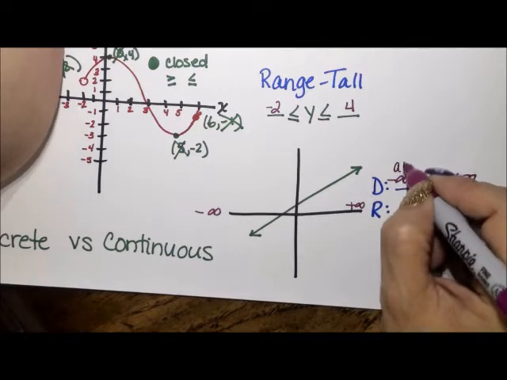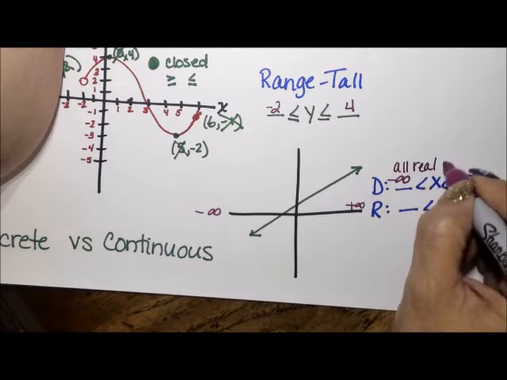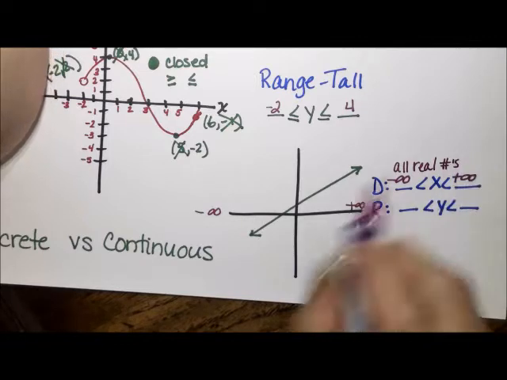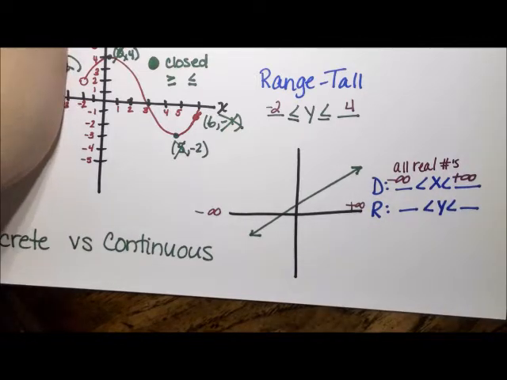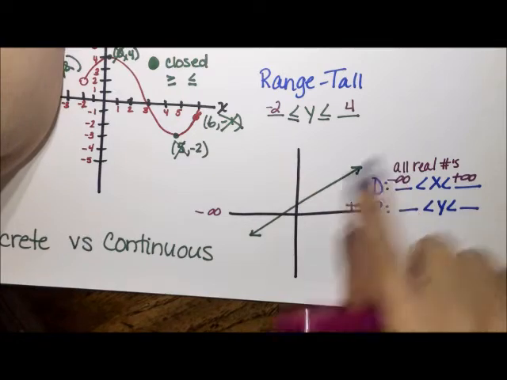The other option on this would be to say all real numbers. The domain is whatever it wants. But you know what else? How tall is it going to get? It's going to get forever tall and forever low.